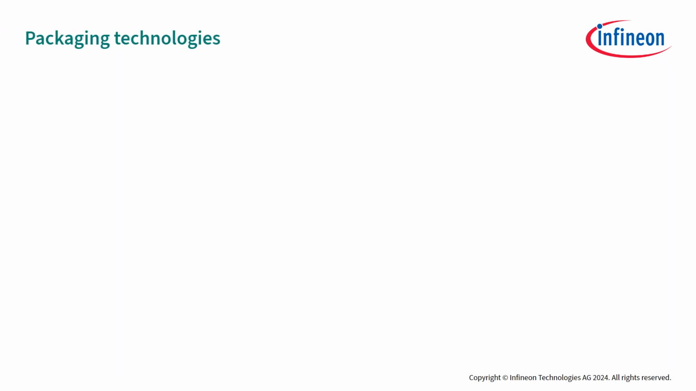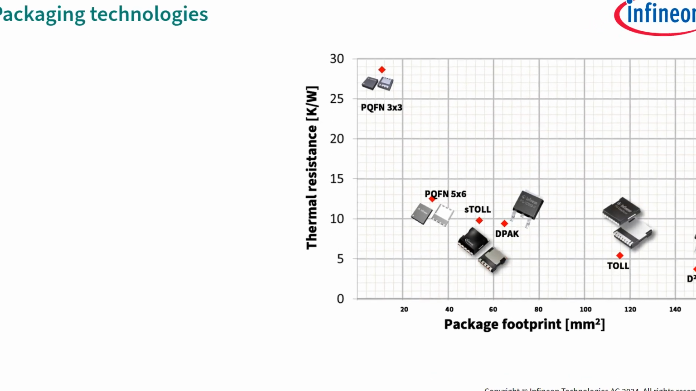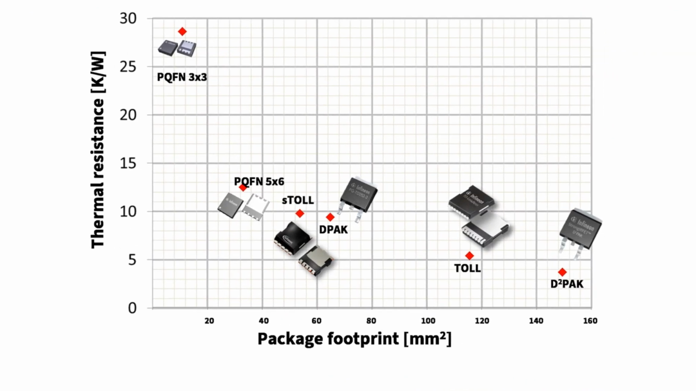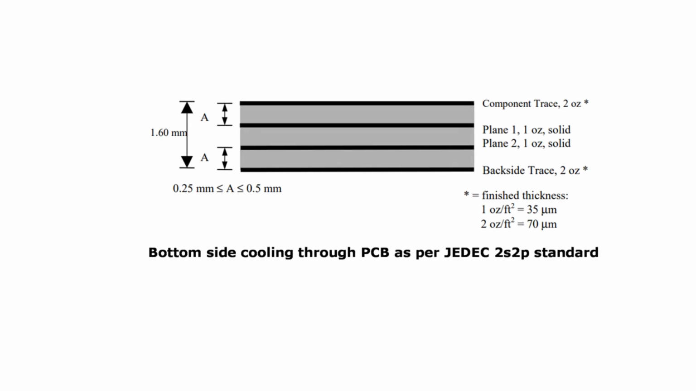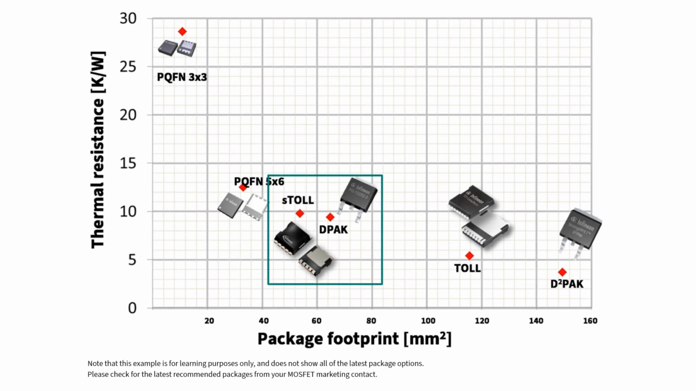So, what can Infineon offer in terms of packaging technologies? This graph shows the calculated total thermal resistance junction to ambient of different MOSFET packages using the same PCB heat sinking mechanism versus their footprint area. For example, the S-Toll package has a similar heat dissipation capability to the DPAC package at about 10 kelvins per watt. However, S-Toll has a smaller footprint with 47 square millimeters and DPAC with 66 square millimeters.